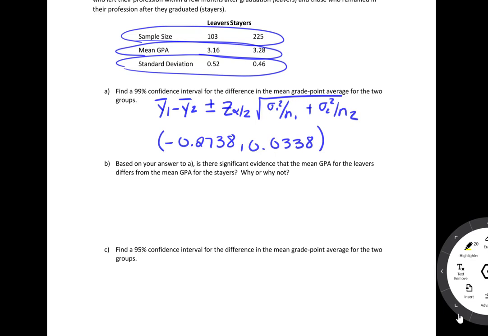So in terms of the next question, it says, based on your answers to A, is there significant evidence that the mean GPA for the leavers differs from the mean GPA of the stayers? Why or why not? Well, notice we are 99% confident of the following.